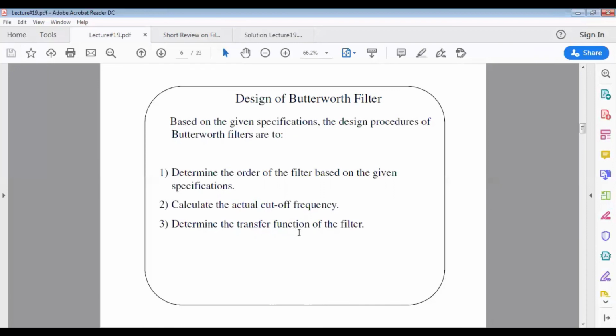Okay, so I'm going to stop here. In part 2 of lecture 19, we're going to proceed with the design process of the Butterworth filter. Okay, thank you. See you after this.